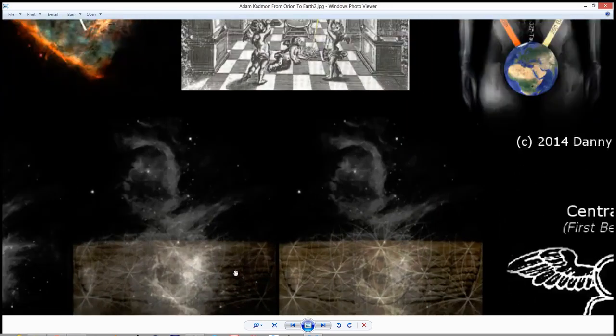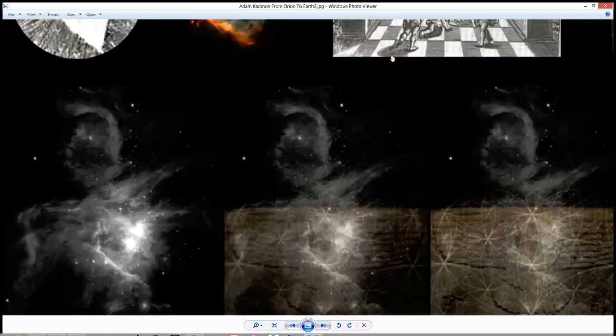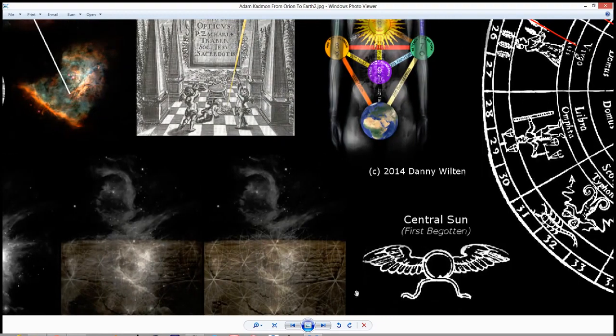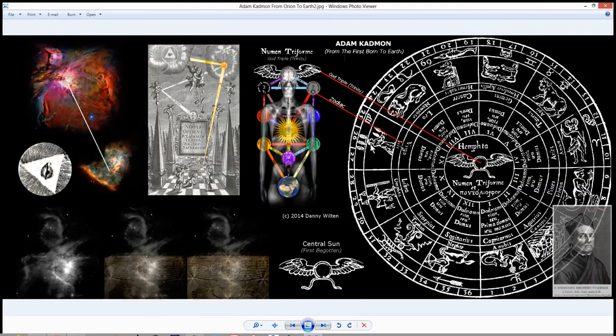Down here is the geometry that I've shown you many times that shows you the winged disk. The same geometry that we see in the Orion Nebula is the same geometry that we see on the winged disk, and I've even gone into high detail with this for you. But this is the same thing as what we see as the central sun right here.